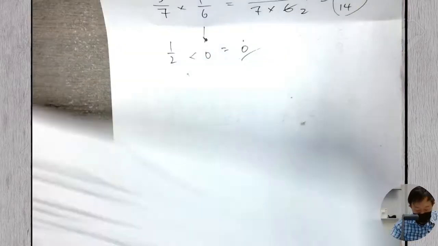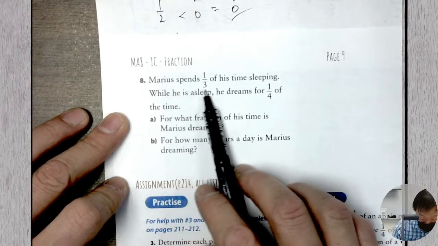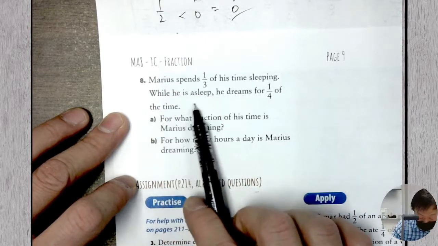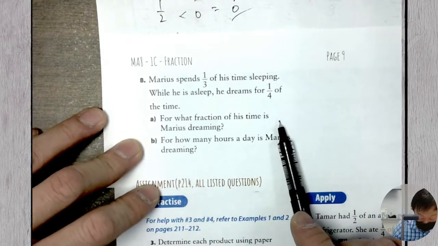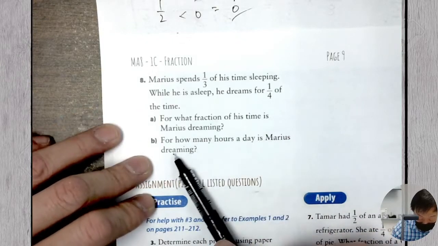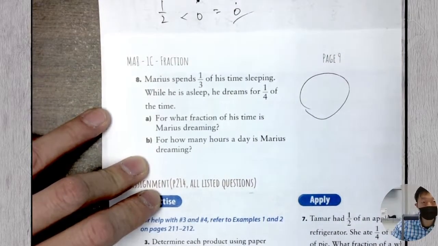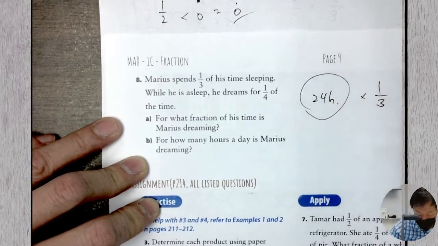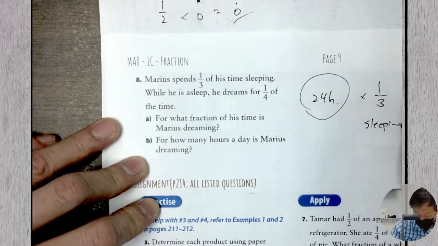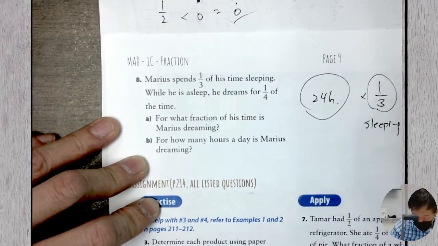Here is the word question. It says, Marius spent 1/3 of his time sleeping. While he sleeps, he dreams for 1/4 of that time. What's the fraction of his time that he is dreaming, and for how many hours is he dreaming? We know that he has 24 hours a day, and he spends 1/3 of his time sleeping, and among those 1/3, 1/4 of that he enjoys dreaming.